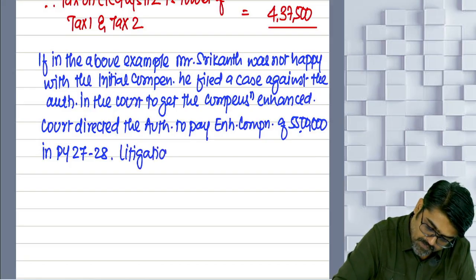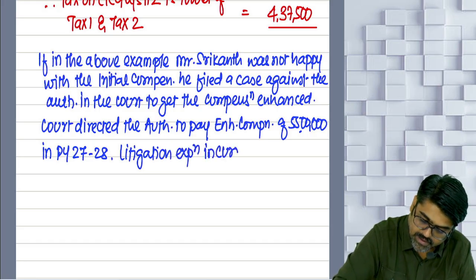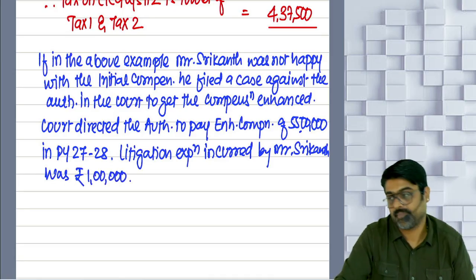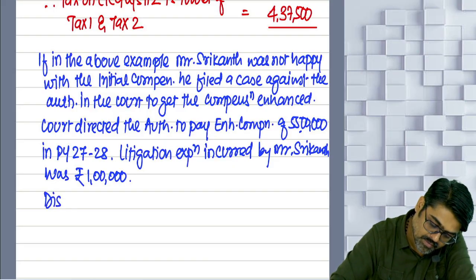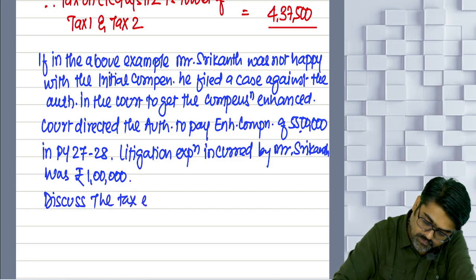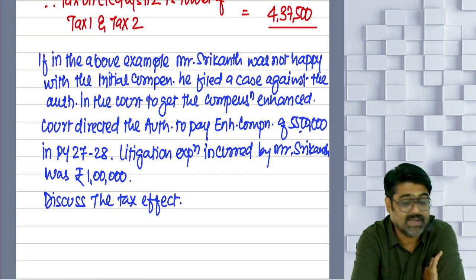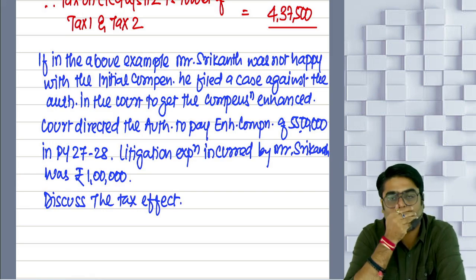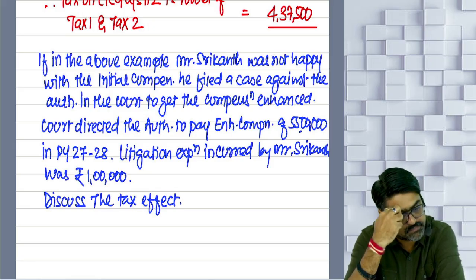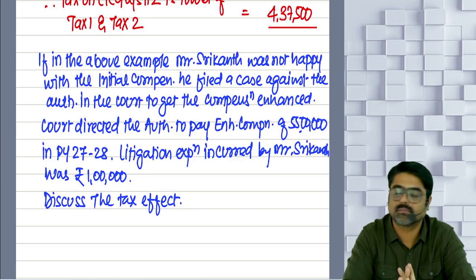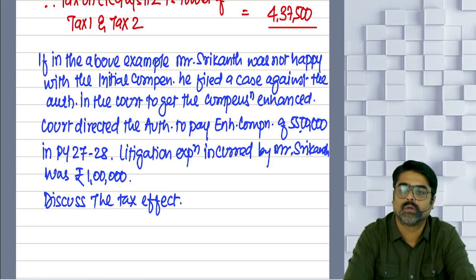Litigation expenses incurred by Mr. Shrikant was rupees 1 lakh. Discuss the tax effects. Discuss the tax effect. Write down this, then I am dictating that tax effect. Write down.